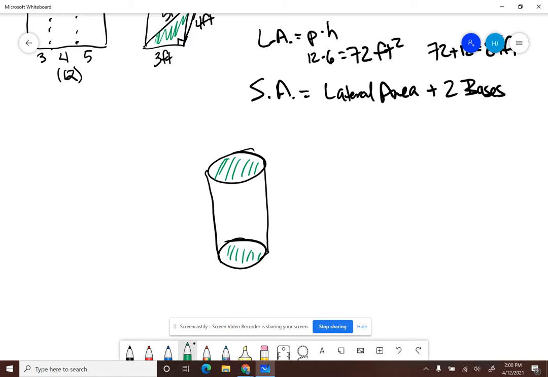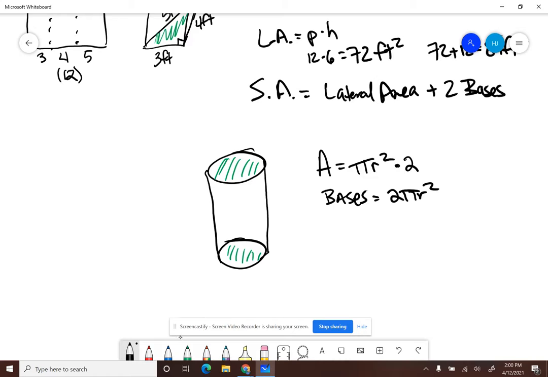So how do we find the area of just a regular old circle? Remember, to find the area of a circle, it's pi r squared. But how many times am I going to do that work? Well, I've actually got 2 circles, and they're going to be identical, right? So I'm going to multiply that times 2. So when we're talking about the bases, my bases are actually 2 pi r squared.